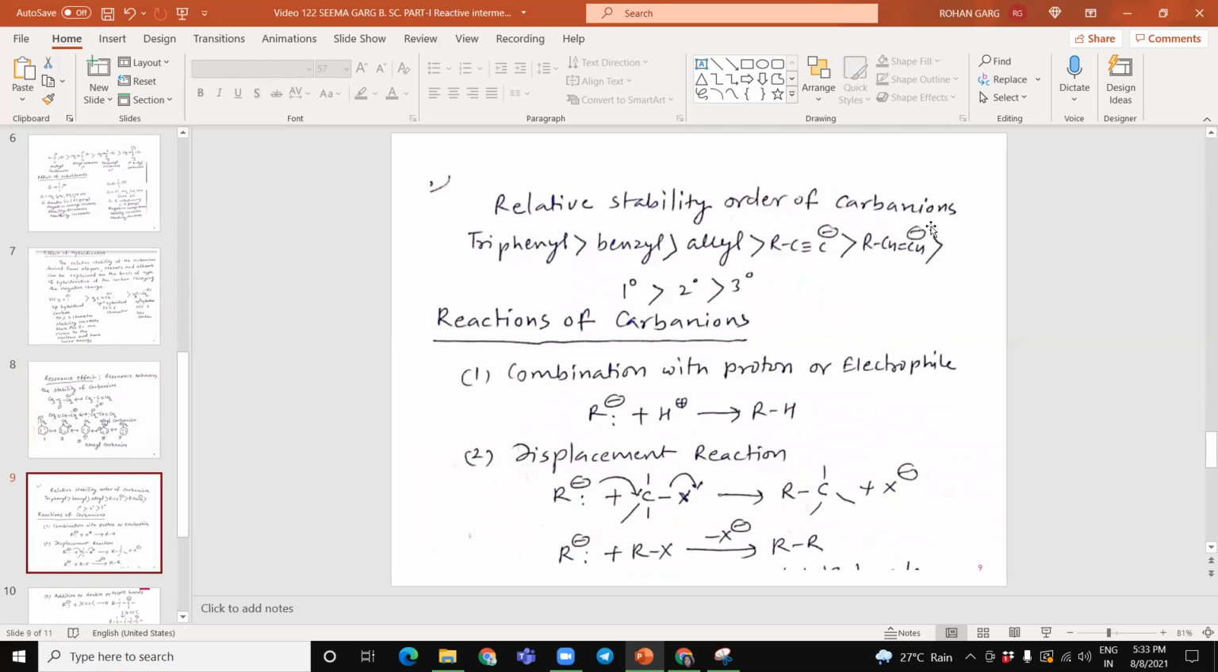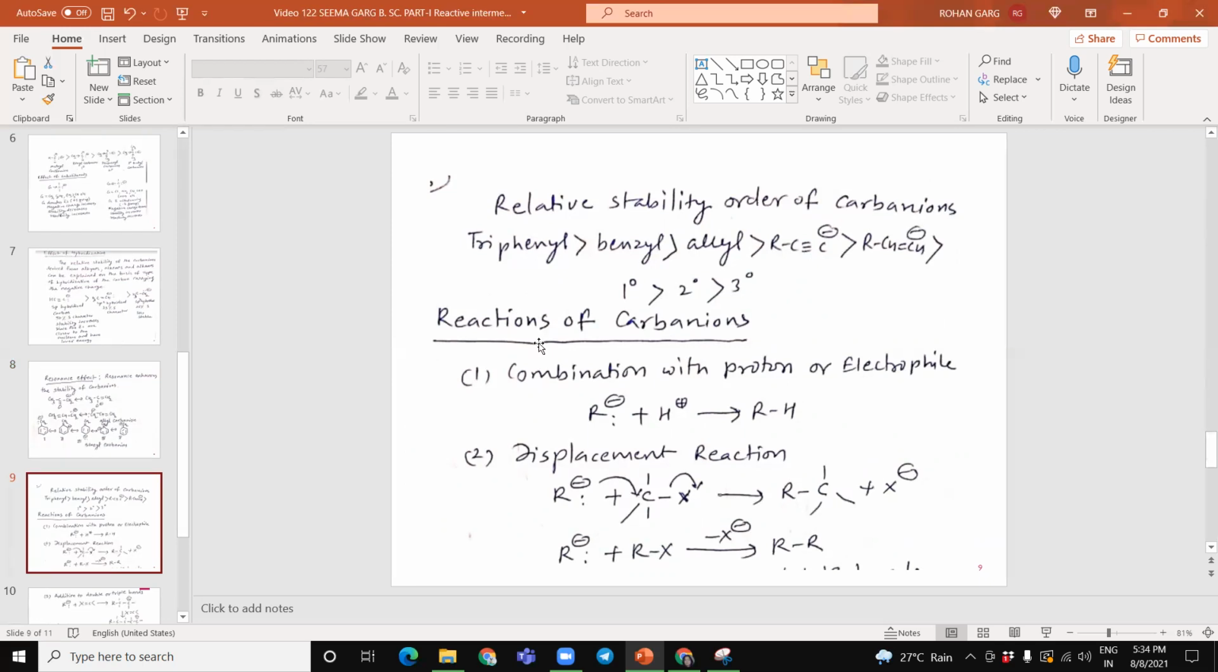Relative stability order of carbanions. Triphenyl carbanion is more stable compared to benzyl, compared to allyl, then alkyne, then alkene, then alkane carbanion. Primary, secondary, and tertiary.